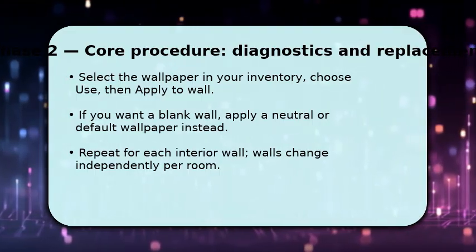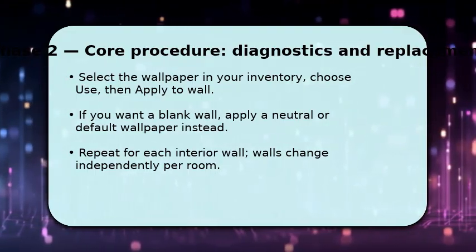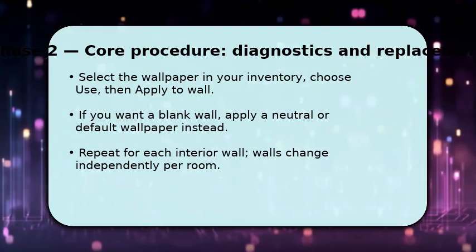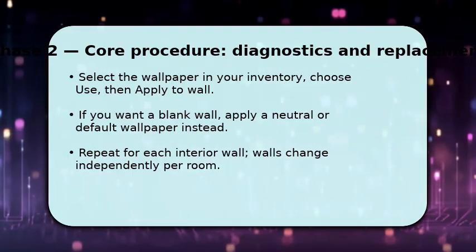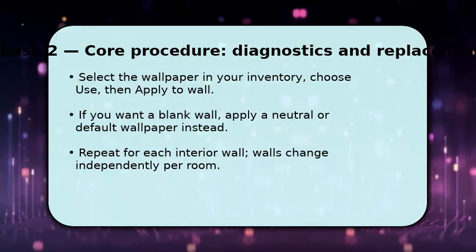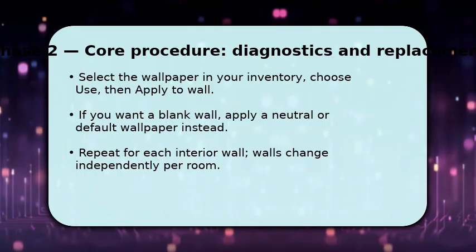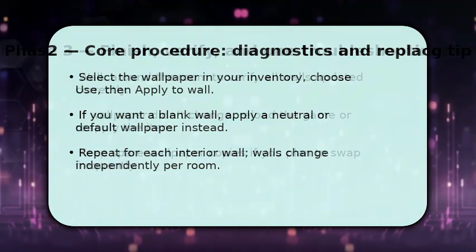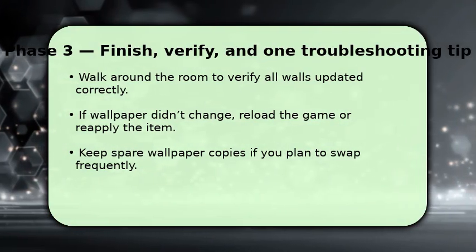Move along each wall and repeat, because walls in each room update independently. Make sure you're facing the correct wall before confirming, since confirmation saves the new surface. Once done, check the room from different angles to ensure consistent coverage and aesthetic. To finish, walk the room and confirm each wall is updated. This ensures no missed panels.